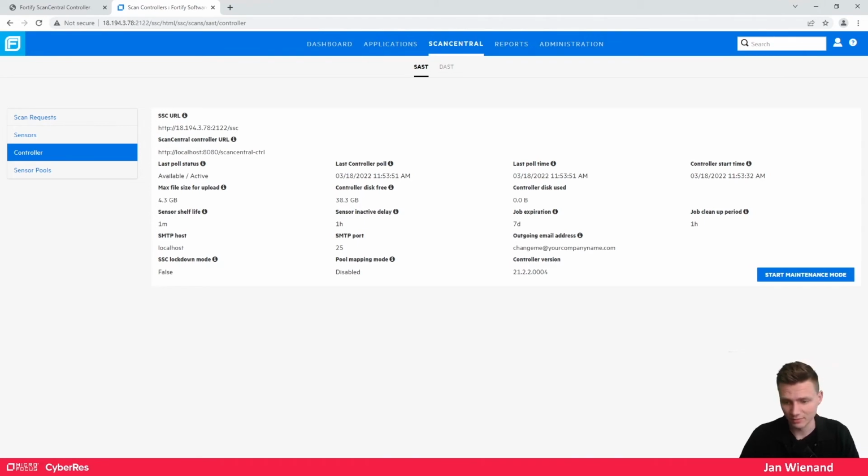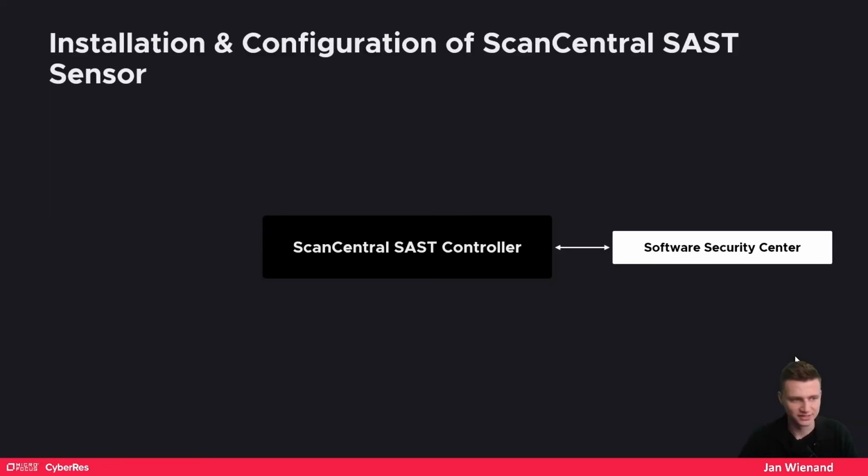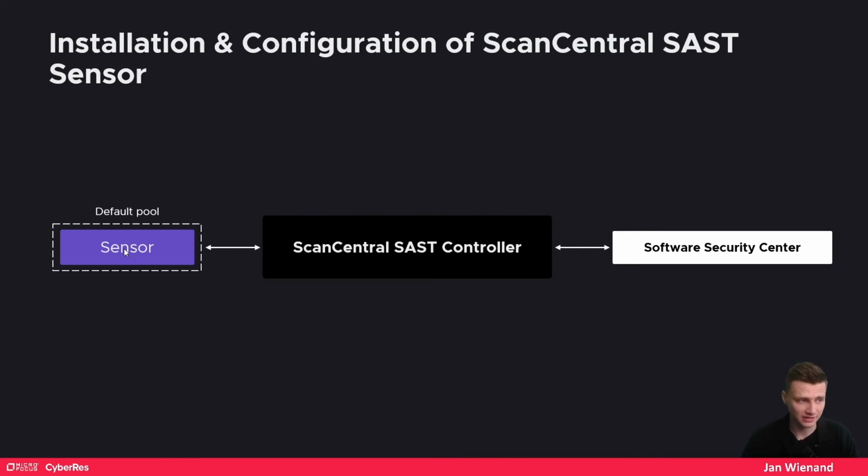So with that, I would say we can go back into our presentation, because now the next thing is, of course, that we want to install the ScanCentral SAST sensor, because now our controller is already up and running and we want to make sure that the sensor is also connecting to the controller and we can start using it. In this case, I'm only using the default pool for that, so I will not configure any kind of new sensor pool. But of course, you can do this if you want.